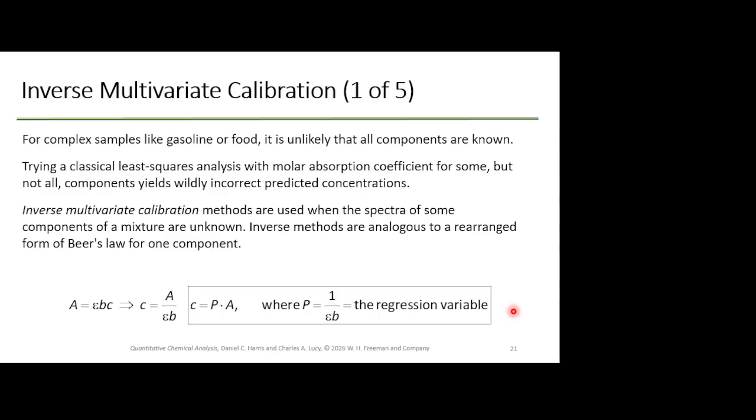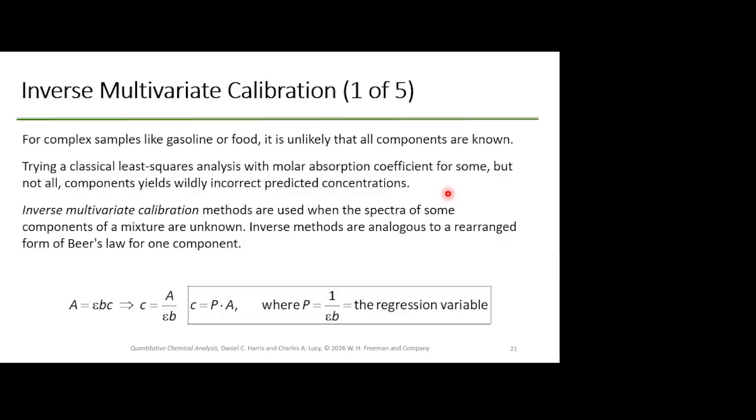Okay, this is going to be the inverse multivariate calibration. So for complex samples like gasoline or food, it's very unlikely that all the components are actually known. And so doing known spectra of each of those is just not possible. You really just can't do it. So if you do a least squares analysis with molar absorption coefficients for some but not all of the components, it's going to give you really wildly inaccurate predicted concentrations, because you just don't know what the contribution from those things you don't know yet is.